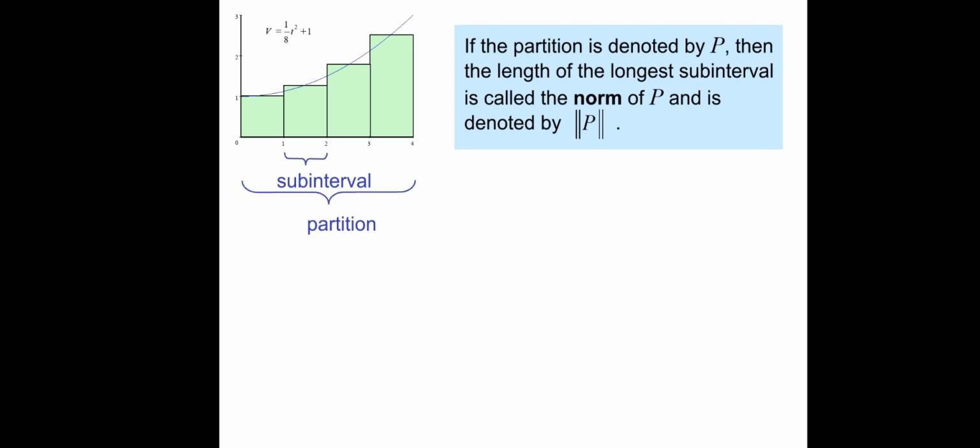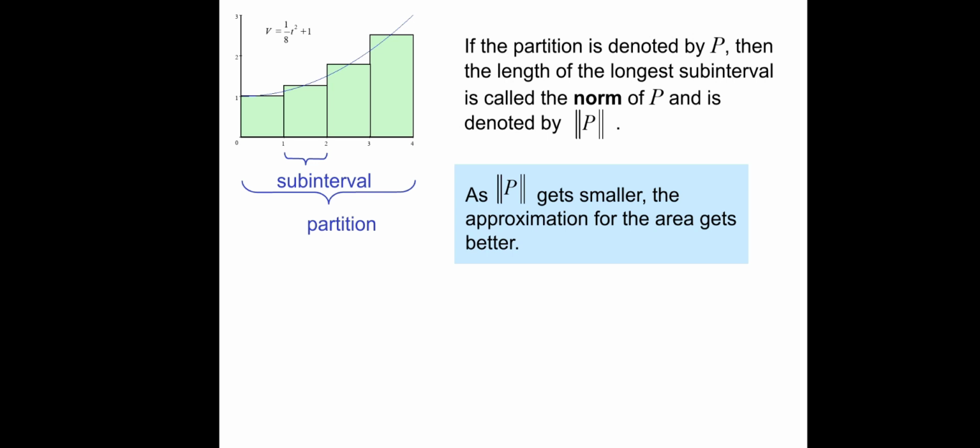If the partition is denoted by P, then the length of the longest subinterval is called the norm of P, and it is denoted by ||P||. As the norm of P gets smaller, the approximation of the area gets better.